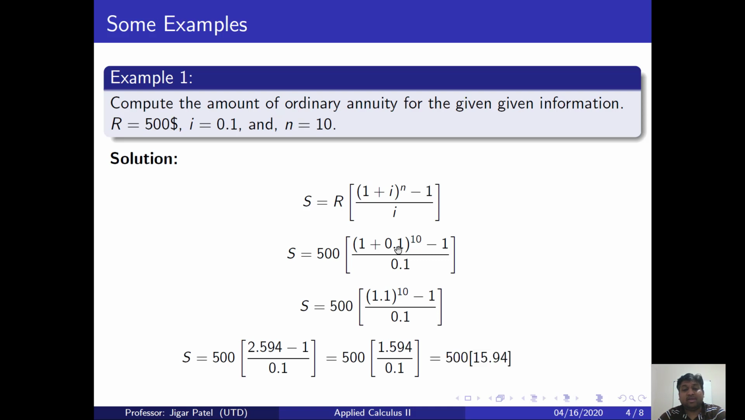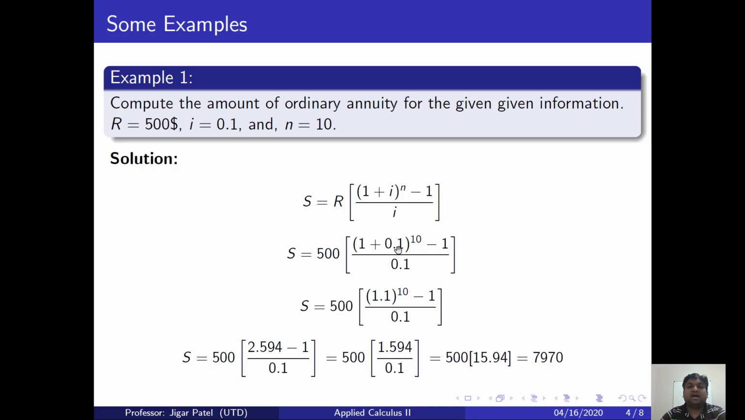Alright, so it looks like we get 500 times 15.94. Multiply those two numbers, you get 7970. This is the amount that the person is going to get at the end of the 10 years. So this is the total annuity that the person is going to get at the end of the year.